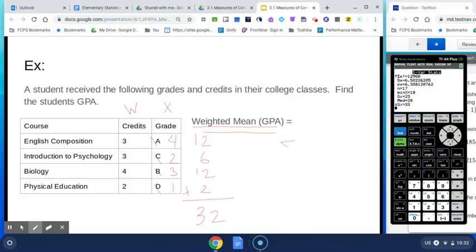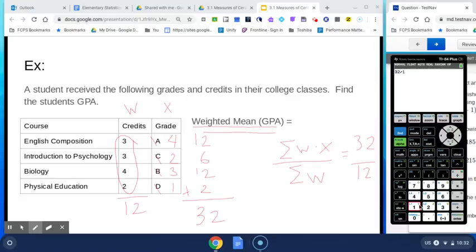So looking at my formula, the sum of the weights times the x values is what we just found. That's 32. And then I need to make sure I'm dividing by the sum of the weights. The weights are kind of like the frequency here. Okay, so when we were finding mean, we wanted to divide by the number of numbers in the list. And that would be the sum of the frequencies, or the sum of the weights. So in this case, we're going to sum the credits together, and this is the value that I'm going to divide by. So if we add this column here, I get a sum of 12. So we're going to divide that by 12, and this is going to give me the mean. So 32 divided by 12, this student has a 2.67 GPA.